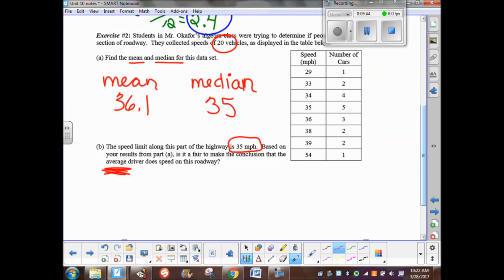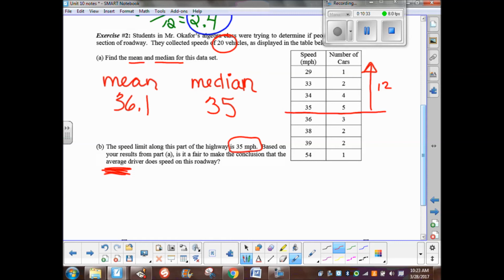Is it fair to say that the average driver, average means the what? The mean. But think about that for a second. Is it fair to say that the average driver speeds? Okay, look at your data. 35 miles per hour. How many people didn't speed? 12 people didn't speed out of 20 people. More than 50% of the people didn't speed. So is it fair to say that the average person speeds here?